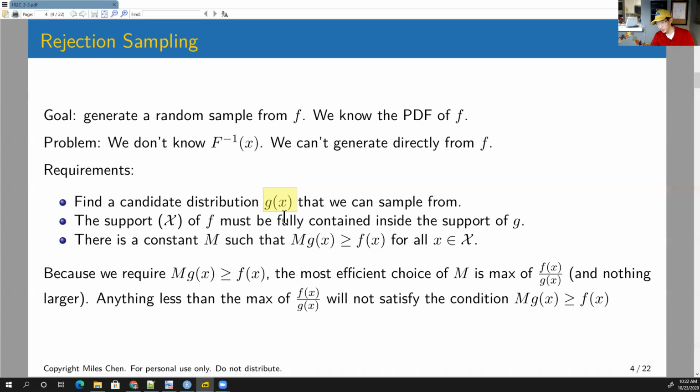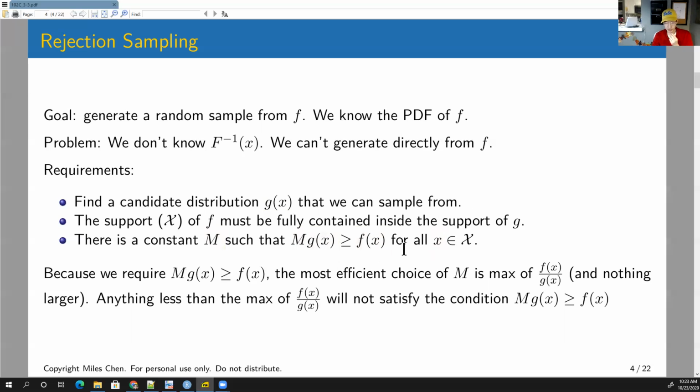Anyway, you're going to find some candidate distribution G, and we are able to sample from G, okay? And the requirement is that the support of F, which is X, must be fully contained inside the support of G, meaning wherever F is greater than 0, G also has to be greater than 0. And there has to be some constant M such that M times G of X is greater than or equal to F of X for all values of X.